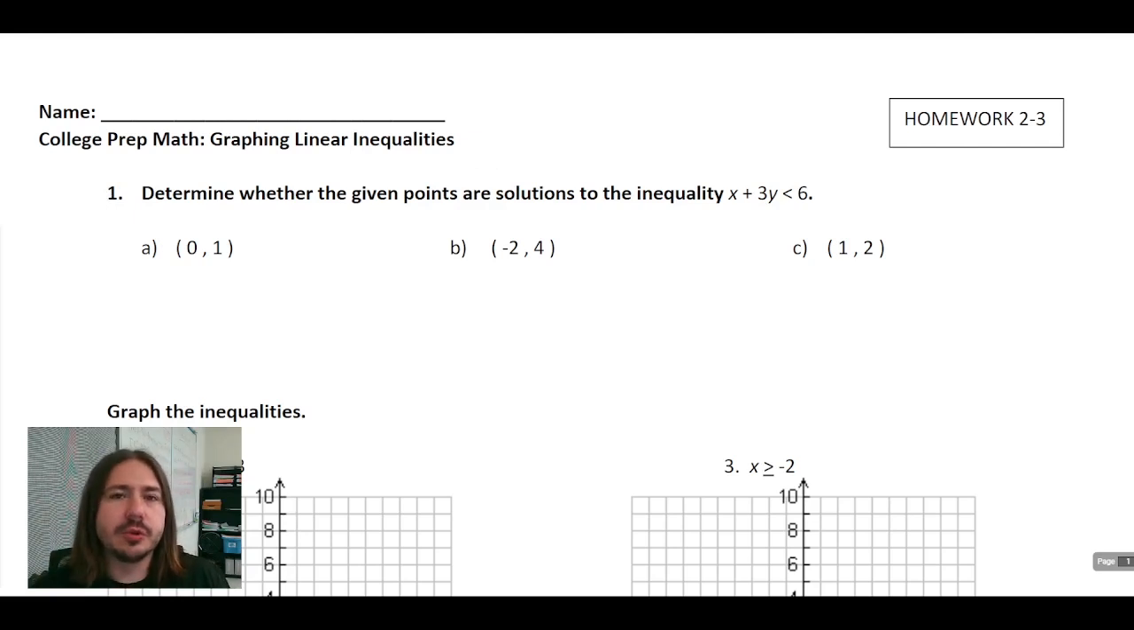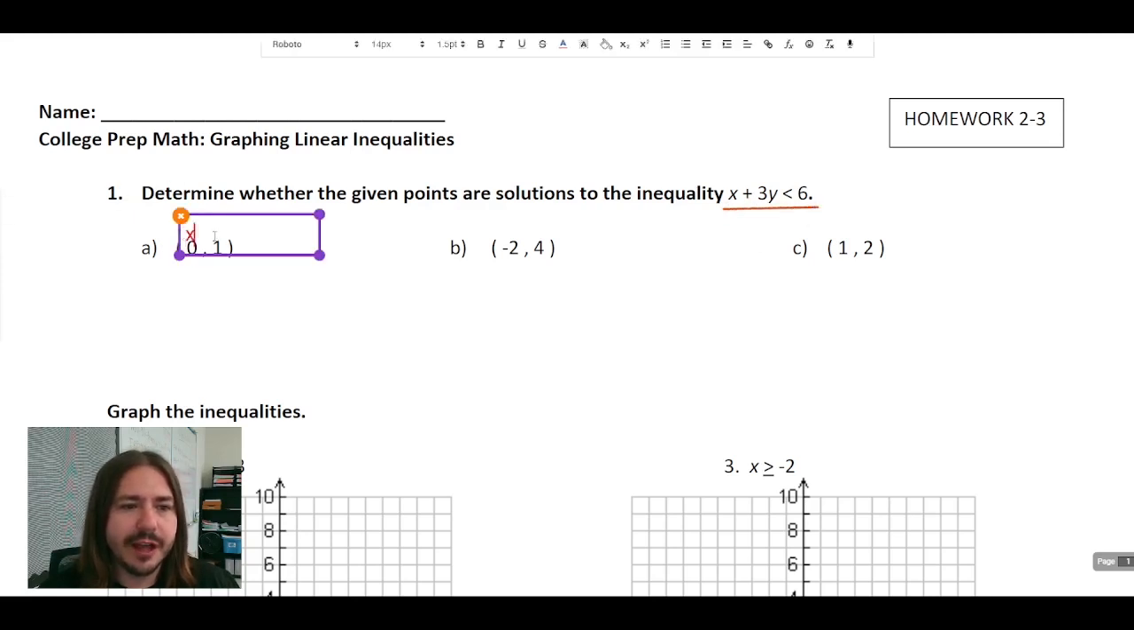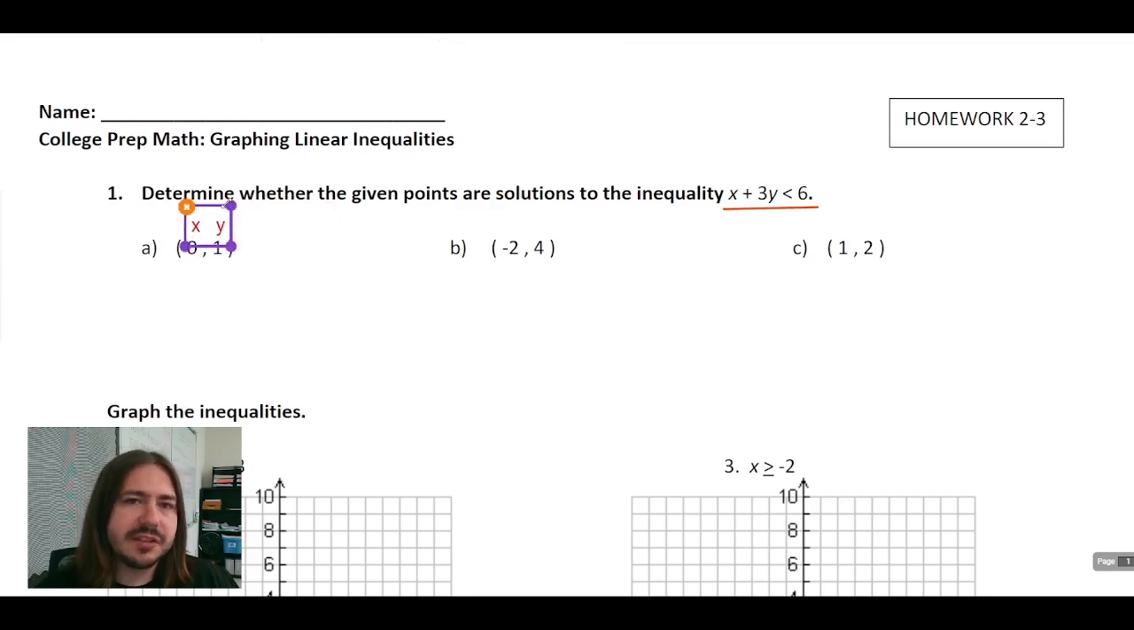So remember that in order to be a solution, a set of coordinates, an x and a y, have to be able to be substituted back into the equation, or in this case the inequality, and make it true. So all we really need to do here is look at this original inequality and substitute in 0 for x and 1 for y, and just see if it's true. Is this expression on the left going to be less than 6? So let's go ahead and find out.